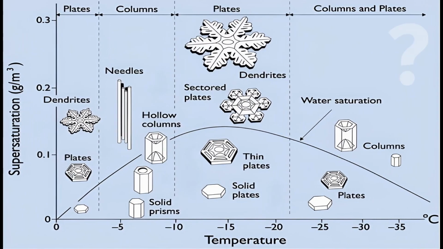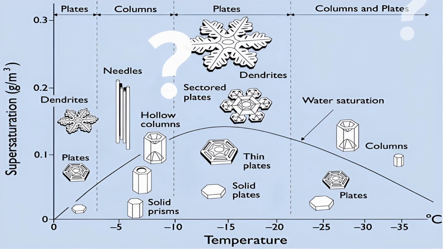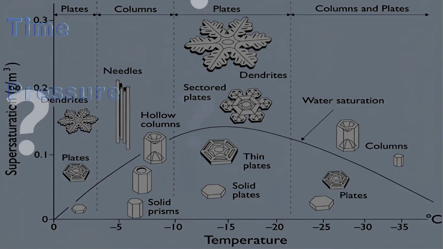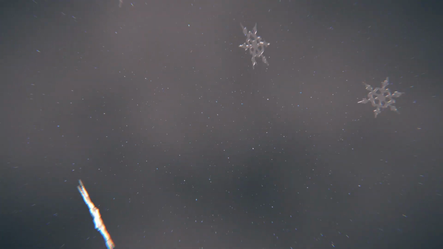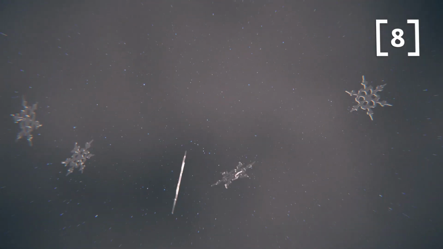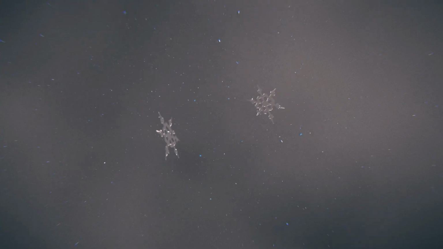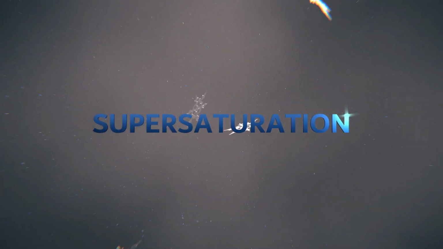However, this behavior is still not fully understood. The diagram represents only a two-dimensional slice of a much more complex morphology space that could include other factors such as time and pressure. Snowflakes grow differently depending on their path through the atmosphere, encountering varying temperatures and humidities that result in each crystal developing a unique structure. Why is humidity important? It is because of a phenomenon called supersaturation.